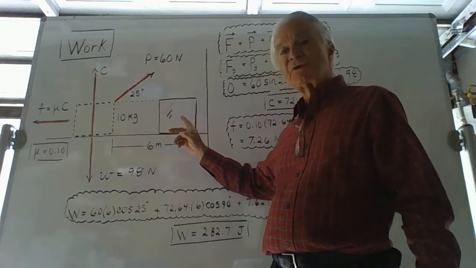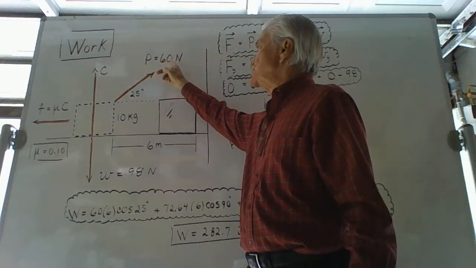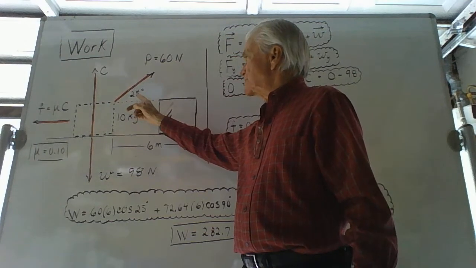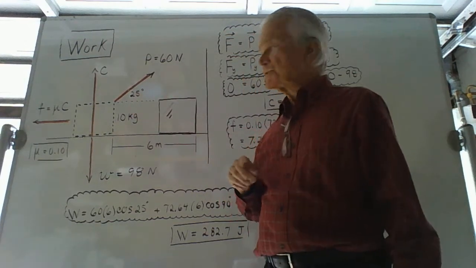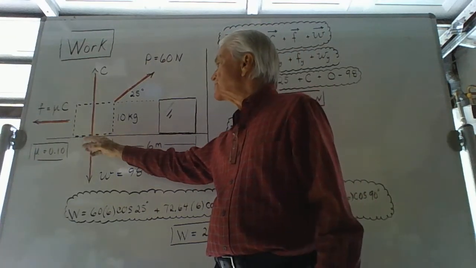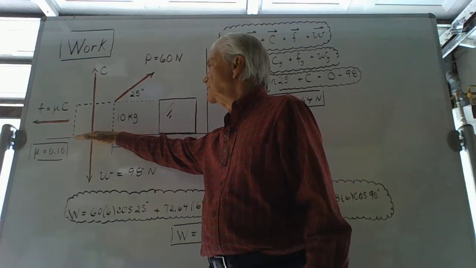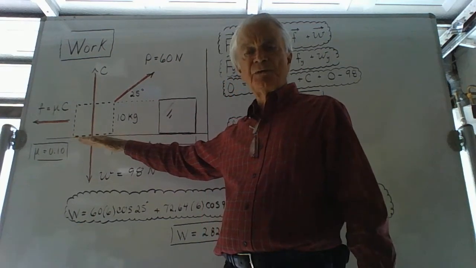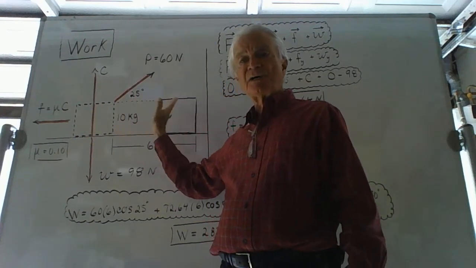The 4 forces that are acting on this object are first a pulling force of 60 newtons that's acting along a line that is 25 degrees above the horizontal. There is a contact force that exists at the interface of the block and the table that's perpendicular to the table, making an angle of 90 degrees with respect to the positive x direction.